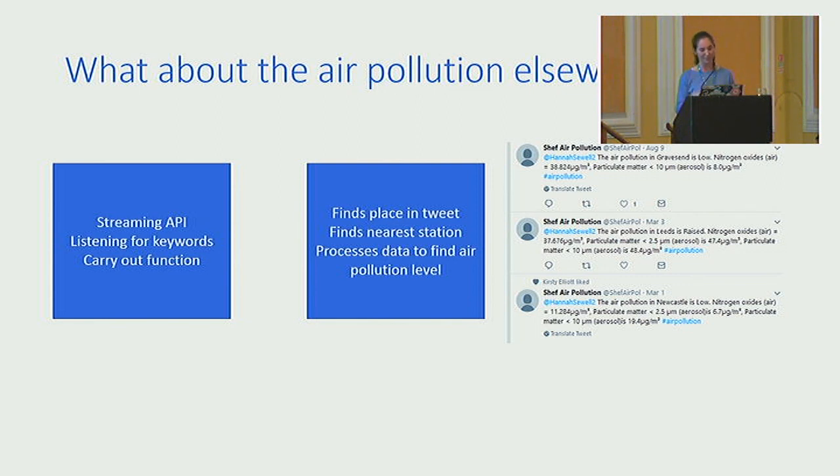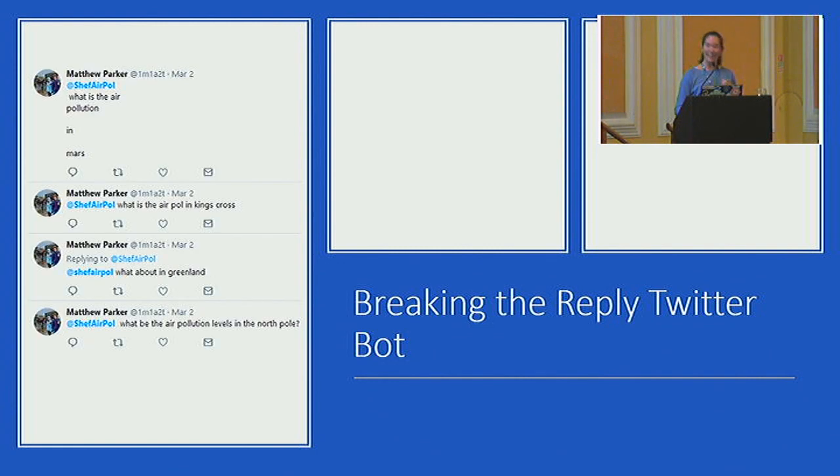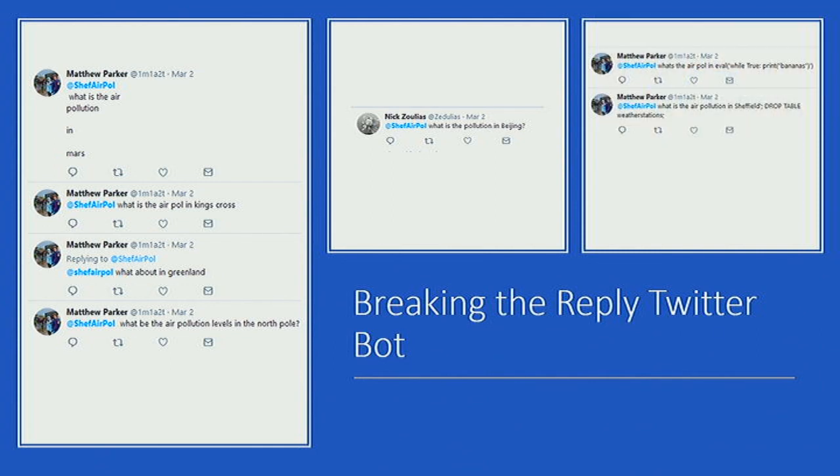And I was really, really excited, and I went running to my friends, can you have a go, see what you can do? And the first thing they did was break the Twitter bot and make it crash. They asked questions like, what's the air pollution in Mars, the air pollution in Beijing, which Defra, funnily enough, doesn't have data on. And then one of my friends tried to get it to break my computer, print bananas. This doesn't work, luckily. It just crashes the program.